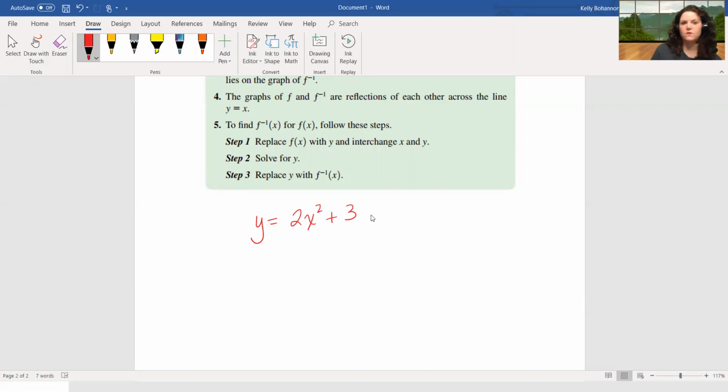y equals 2x squared plus 3. And we want to find the inverse. So I am literally switching the letters x and y. That is it. I don't move anything else.